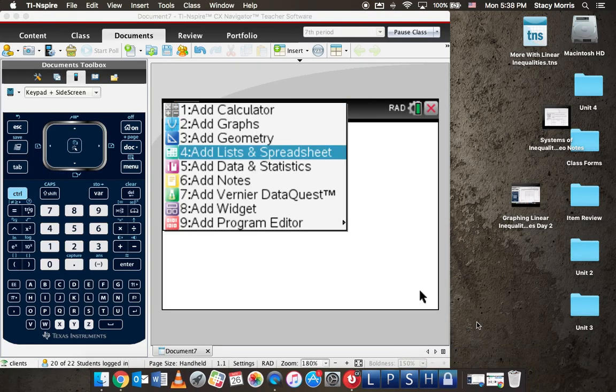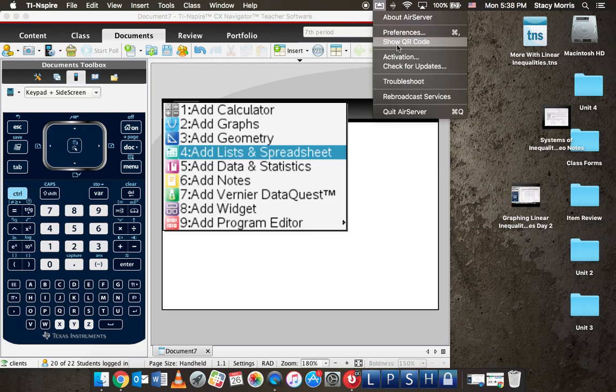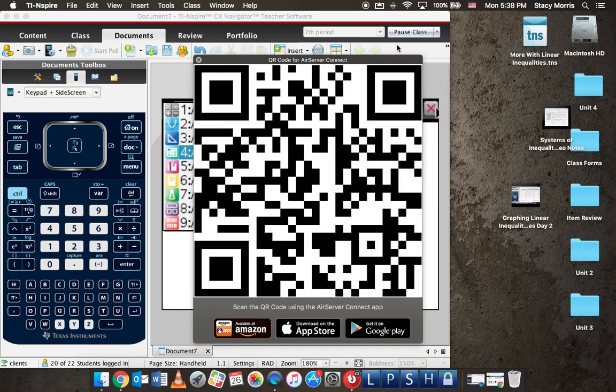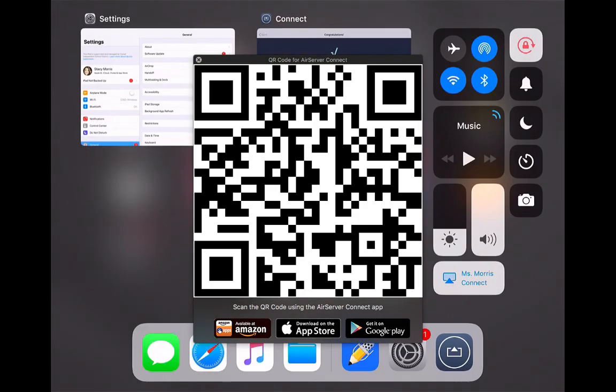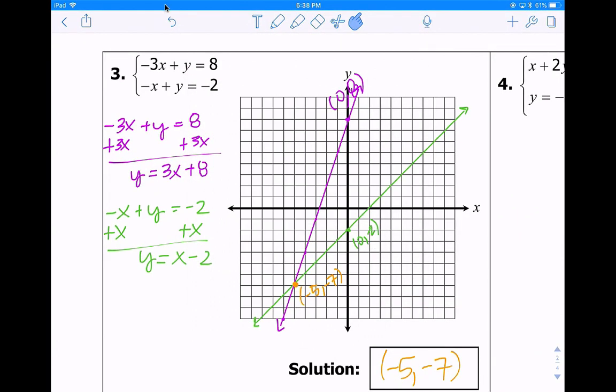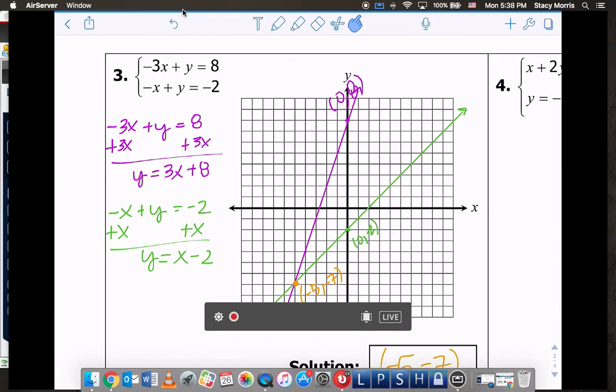So, I did not mean to close that all out. Let me see if I can get that back up. Let me get my iPad screen back up here. Okay, here we go.